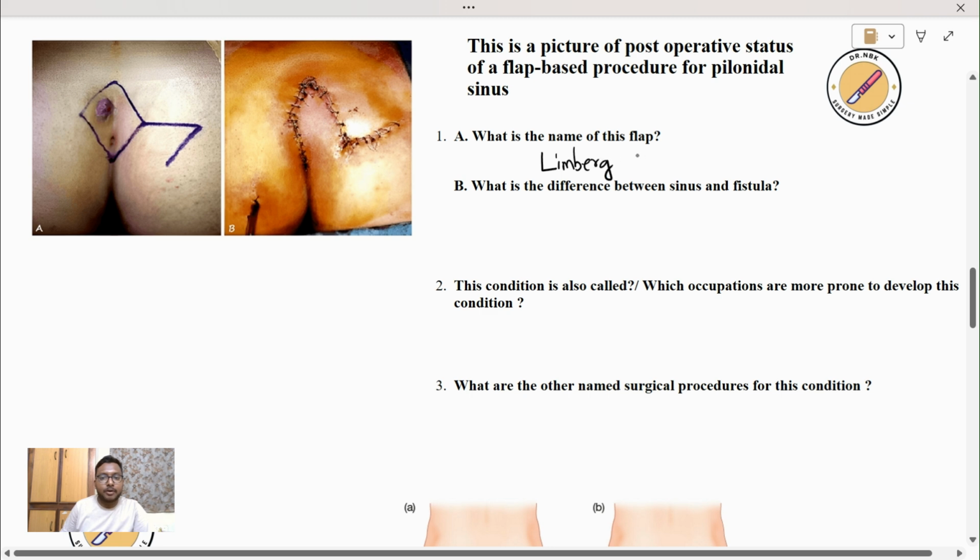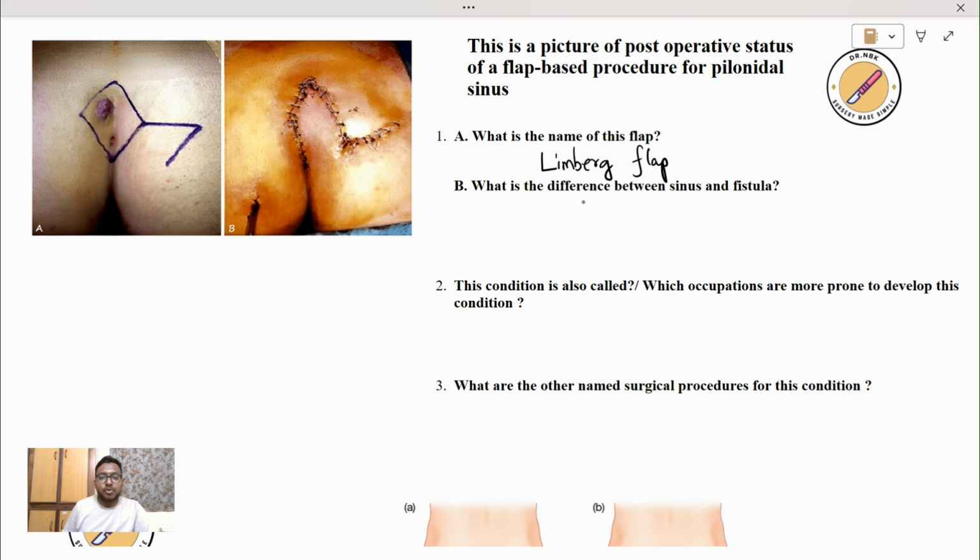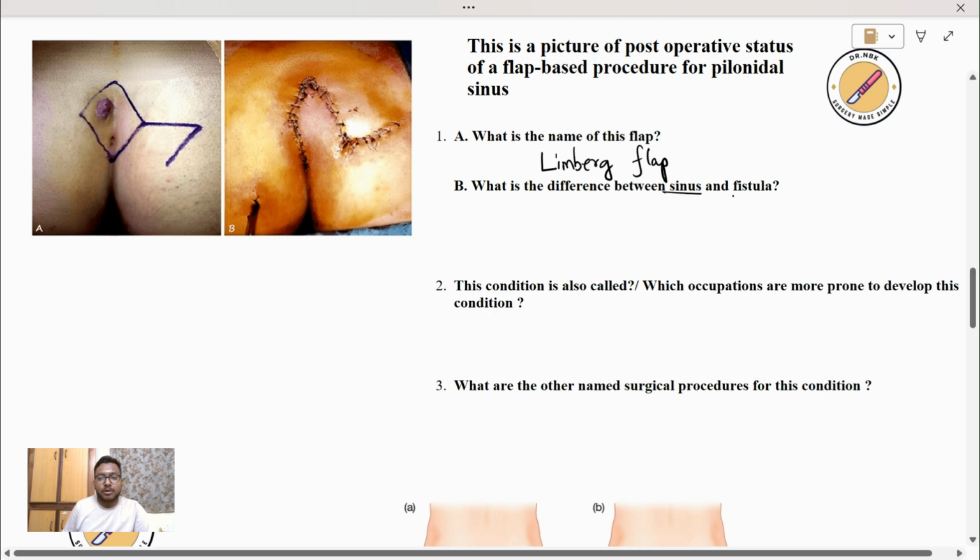Okay, right. What is the difference between a sinus and a fistula? It's a very basic difference you need to understand. Both are tubular tracts. A sinus is something where one end of the tube is open onto the surface and the other end is blind. Whereas a fistula is like a flute. It is an abnormal tubular connection between two epithelial surfaces, and the basic difference is that both sides are open. So this is a fistula and this is a sinus.